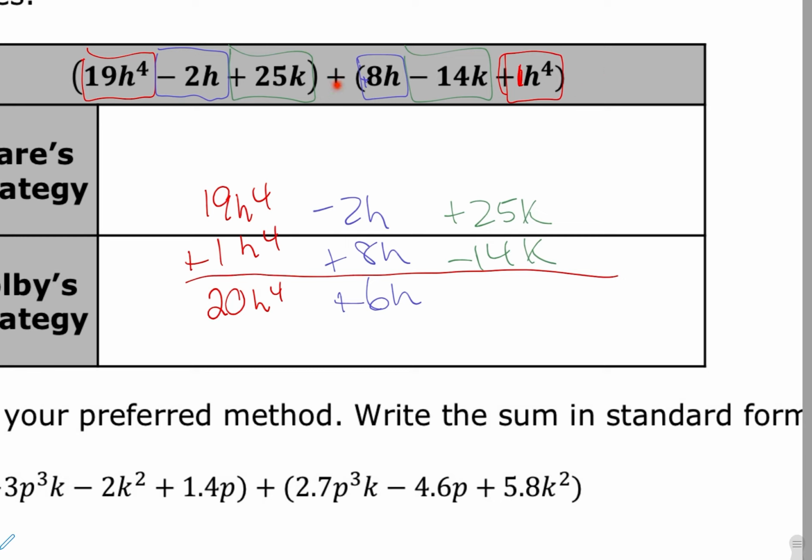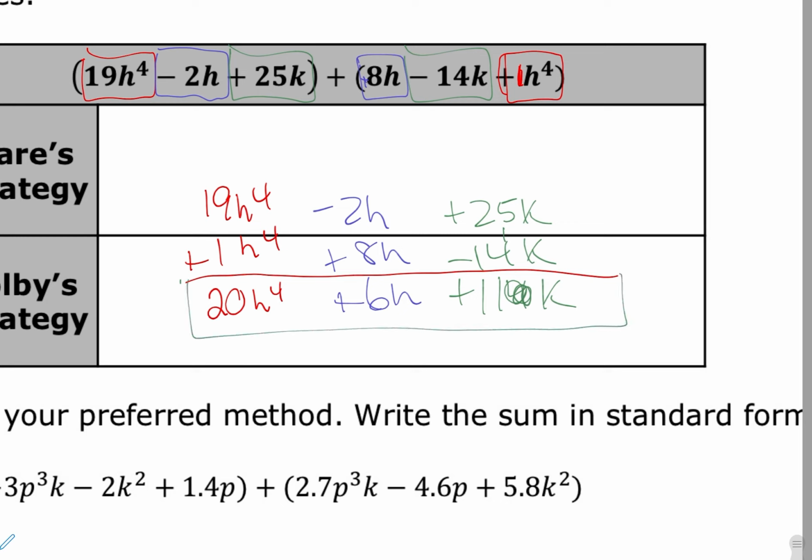Now, when we start moving to subtraction, you got to be aware of that. Anyways, back on it. 25 minus 14. What is 25 minus 14? 5 minus 4 is 1, and 2 minus 1 is 1. So that becomes 11K, positive 11K. And this would be our final answer right here.